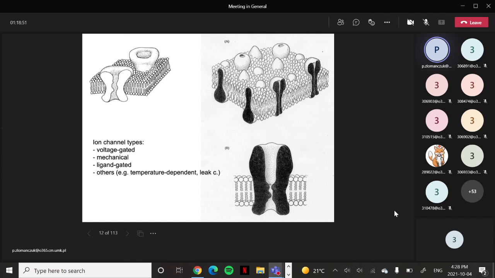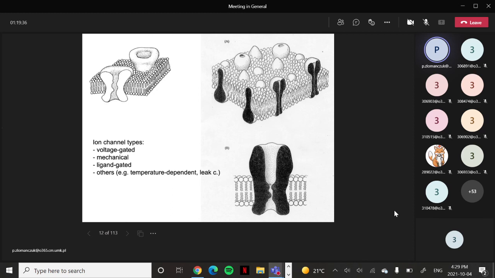Ligand-gated channels contain in their structure allosteric proteins. And allosteric proteins are proteins that change their structure when a ligand binds to them. So, for instance, the channels that change their state from closed to open in reaction to neurotransmitters are this type of channel, ligand-gated channels. When the neurotransmitter appears in the synaptic cleft, the molecules of neurotransmitter bind to the channel structure and cause the change in its structure.